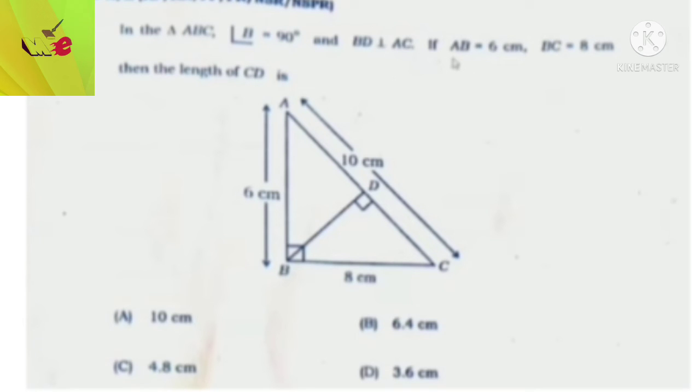So next one, 32. In triangle ABC, angle B equals 90 and BD is perpendicular to AC. If AB equals 6 centimeter and BC equals 8 centimeter, the length of CD is? So what is given? CD we should find out. Comparing these two similar triangles, AD by CD equals AB by BC. We can simplify this: 6 by 8 is 3 by 4, cross multiply. So CD equals 6.4 centimeter, option B. Next question.